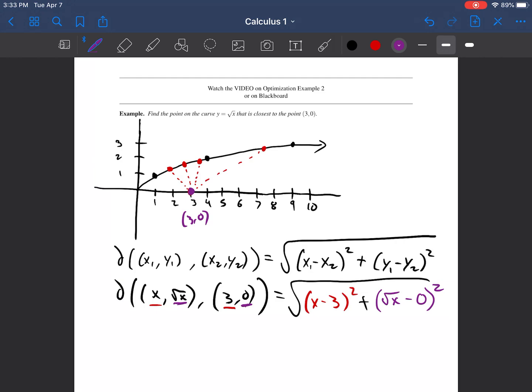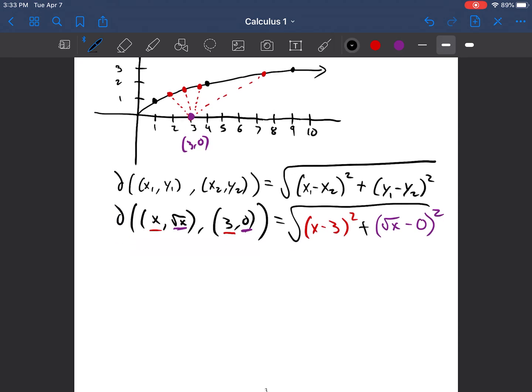Okay, so I have this. Now let's simplify just a tiny bit. So this is the same as square root of x minus 3 squared. And then here you notice this minus 0 doesn't do anything, it just goes away. And then I end up with square root of x squared. Okay, so when you do the square of the square root of x, you end up with just x again, right? So really this is just plus x.